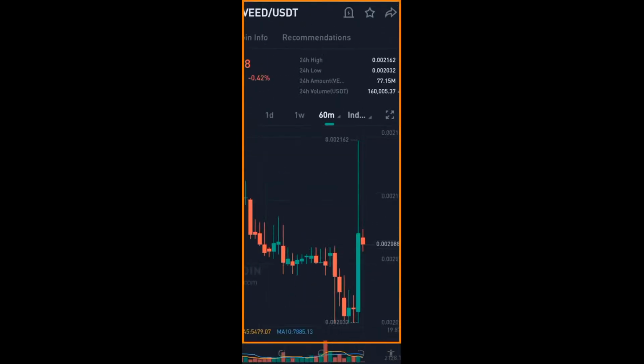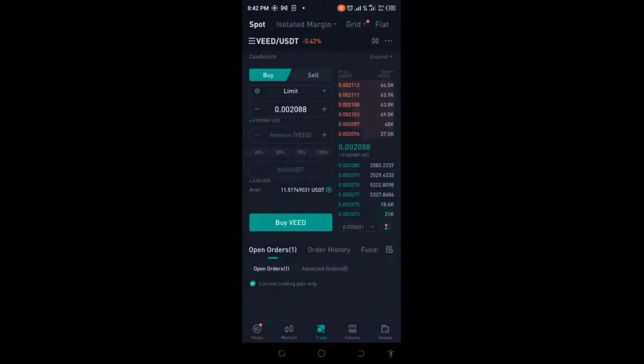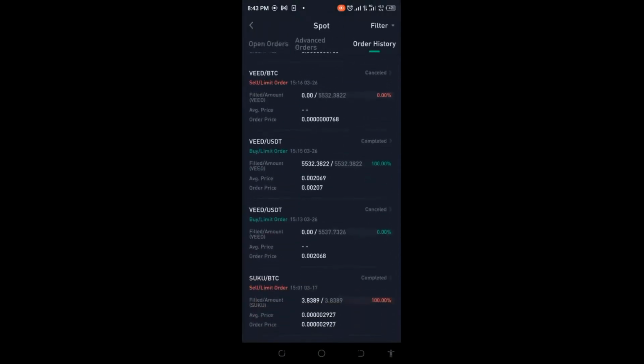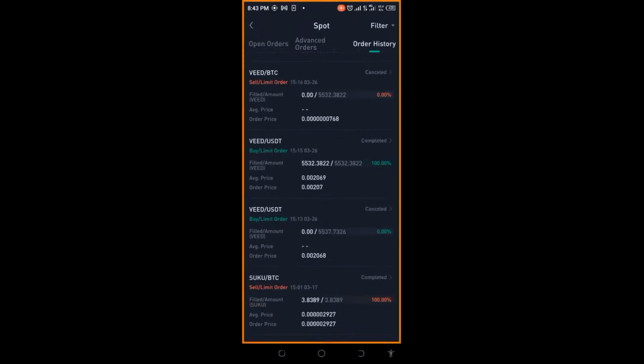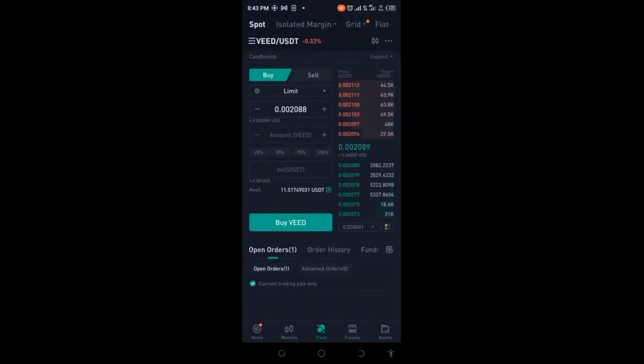This is 21.60. So I'm just imagining, right? If I had put this, what would I have made, right? I can't even remember, I'll just go check. Let's check the trade order and see how many we bought. Okay, we bought 5532. So let's go check this. Let's go and check what we could have made.